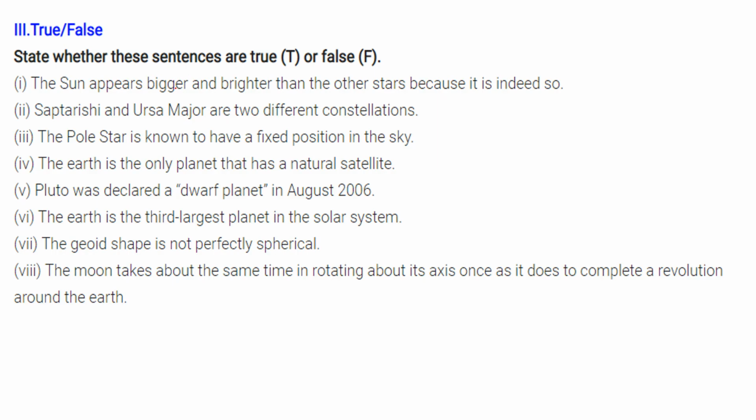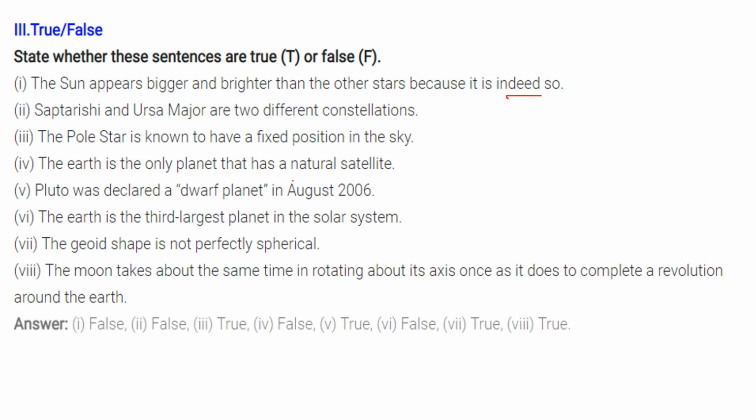State whether true or false. The sun appears bigger and brighter than other stars because it is indeed so. No, the answer is because it is nearer to us. So it is false. Saptarishi and Ursa Major are two different constellations, and this is false. They are the same. The pole star is known to have a fixed position in the sky, and this is true. The Earth is the only planet that has a natural satellite, and this is false. Many planets have their own natural satellite.